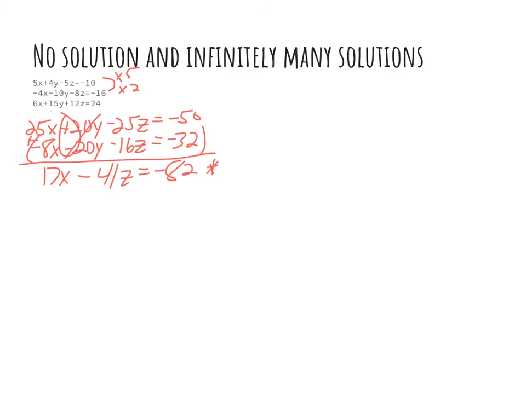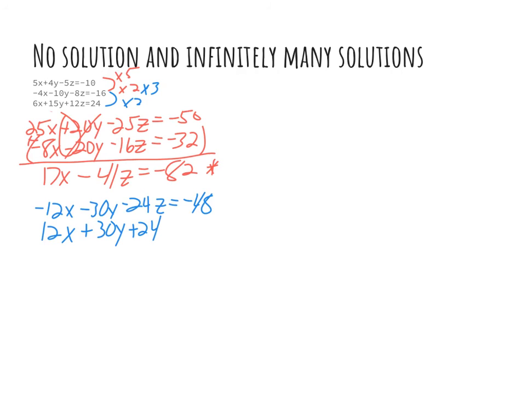So here's one of my equations. For the next one, I'll pair these two together. I'll multiply that middle one by 3 and the bottom one by 2, giving me -12x minus 30y minus 24z is equal to -48. Bottom one, I get 12x plus 30y plus 24z is equal to 48.